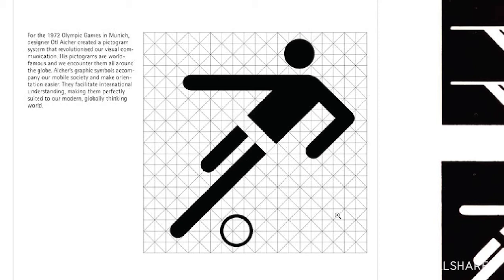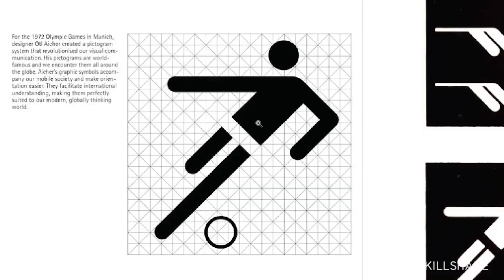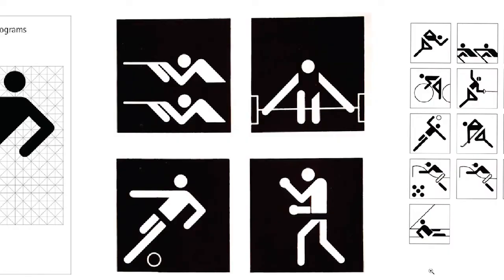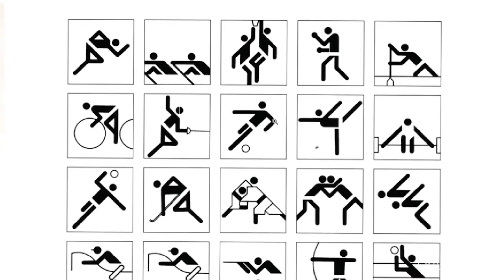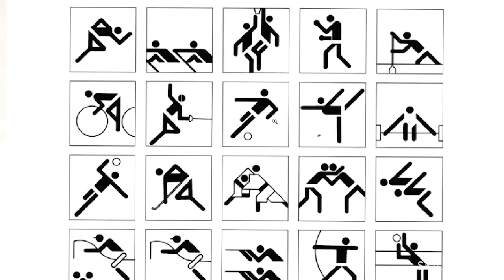For example, in this Otto Aicher's work from the 72 Olympics, you can see squares as well as diagonal lines, and he plays this game within this field. And you can get very consistent outcomes. And as you can notice, all the lines are either 45 degrees or 90 degrees or 0 degrees. This shows how flexibly grids can be used.